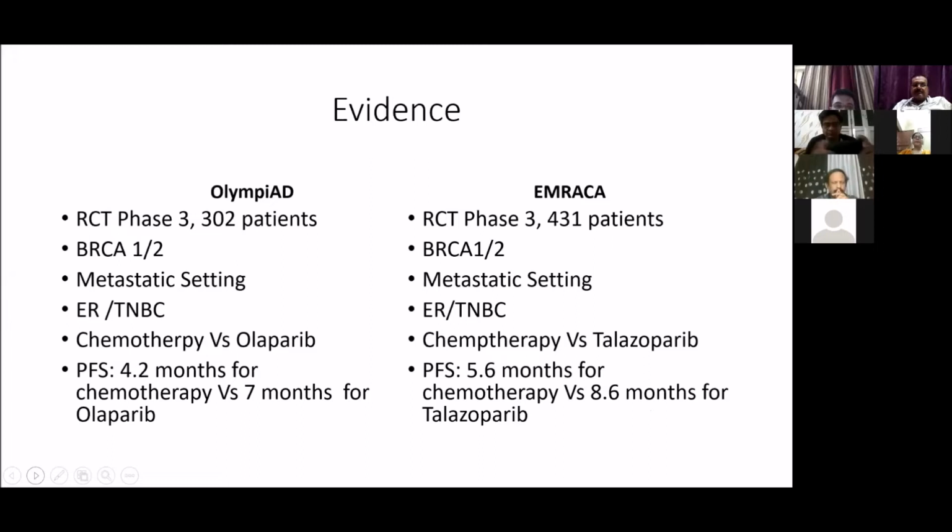And the BRCA trial, a similar setting, but the drug was talazoparib, and the PFS again was in favor of talazoparib, 8.6 versus 5.6 months. Based on these two trials, the FDA gave approval to both these drugs in metastatic BRCA positive breast cancer in 2018, in the latter half of 2018.